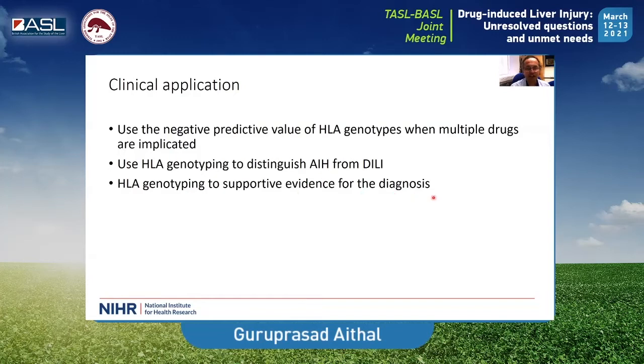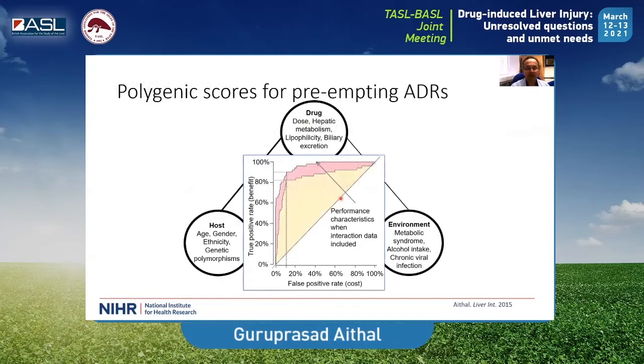Finally, in selected cases, HLA genotyping can be used for its positive predictive value to strengthen the diagnosis. Ideally, I'll talk about it in the final session tomorrow, what the future for a polygenic score is in preempting as well as identifying drug-induced liver injuries.